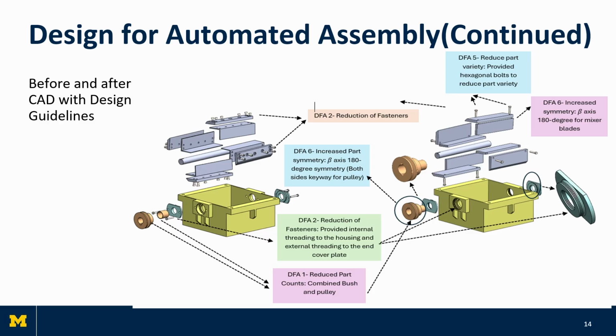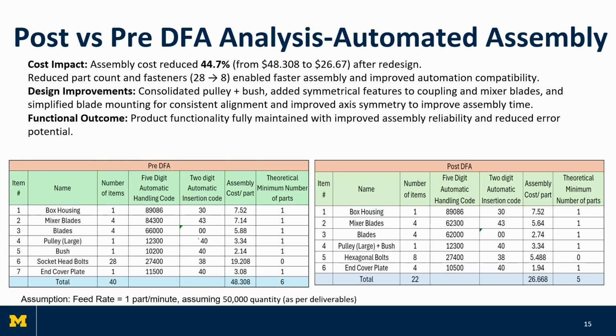We also reduced the screws of the end covers and provided internal threading to the housing and external threading to the cover to use DFA2. Reducing 20 fasteners enabled faster assembly and improved automation. With the redesign of the blades, mixer blades, and end cover, and combining the bush with the pulley, we could decrease the theoretical minimum from 6 to 5 and also improve assembly cost from 48.3 to 26.6, which is around a 44.7% total improvement in automated assembly cost after applying DFA.